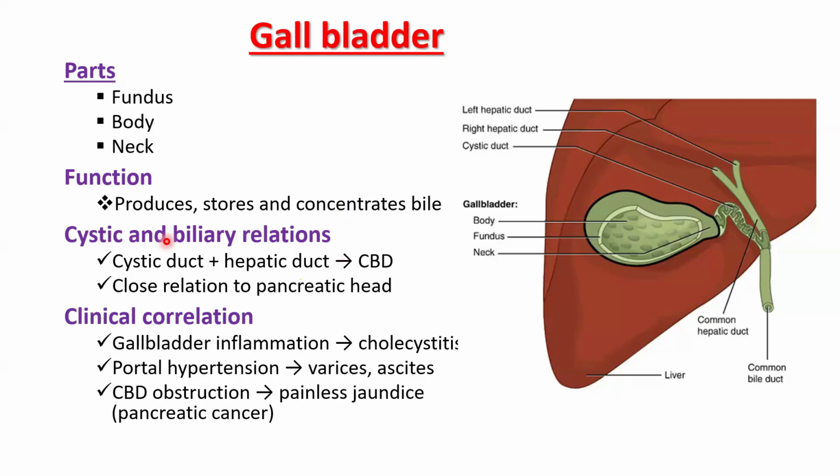So in terms of cystic and biliary relations, I've already told you that the cystic duct plus the common hepatic duct give us the common bile duct. Then ideally, this common bile duct is in close relation with the pancreatic head. You'll see the pancreas in a few minutes. These are some of the clinical correlations that we'll go through, like gallbladder inflammation, portal hypertension, and common bile duct obstruction that can come across due to pancreatic cancer and such things. But we'll go through that in a few minutes.